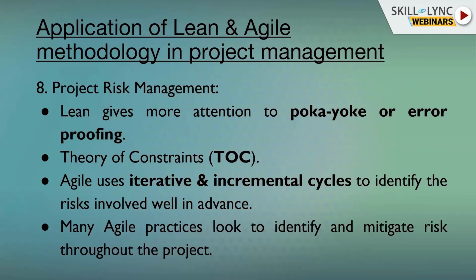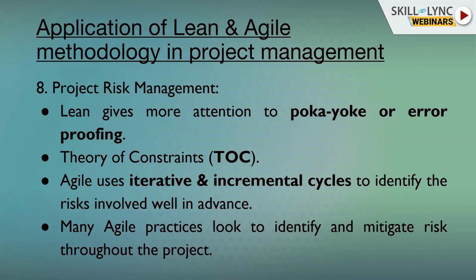Another train of thought used by Lean and Agile is the theory of constraints, that is TOC. This theory claims that because there is always at least one constraint or obstacle in a project, attention should be dedicated to brainstorming the events and then taking each constraint and exploiting it so that it becomes an asset instead of a liability.